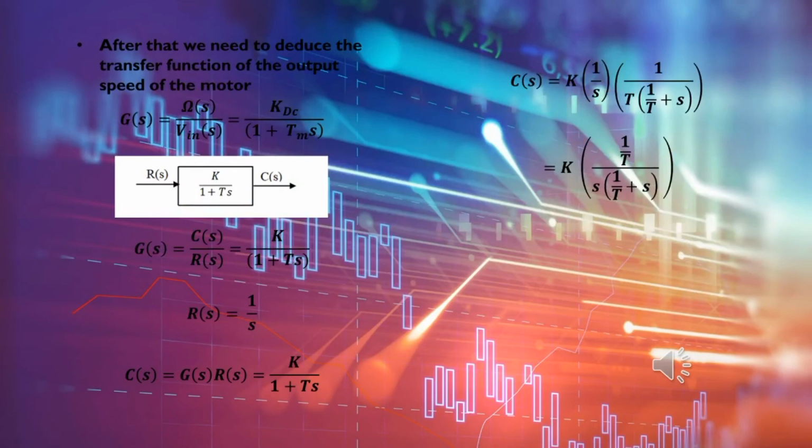After that, we need to deduce the transfer function of the output speed of the motor by using the formula of a first order control system. Then, the unit step signal Rs equal to 1 over S will be multiplied by Gs to get the equation of the output control system, Cs.